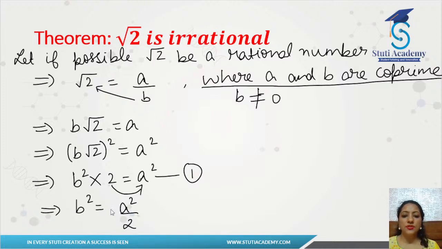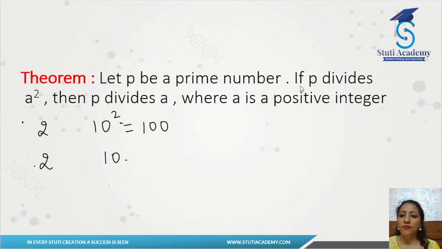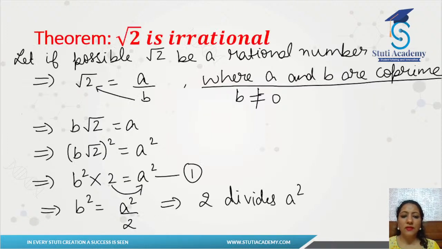Now, b square is an integer. A square upon 2, we are dividing a square by 2 and we are getting an integer. That means we can say that a square is divisible by 2, or say 2 divides a square. Now if 2 divides a square, 2 is a prime number. We've just discussed that if a prime number p divides a square, then p divides a also. So in the same way, if a prime number 2 divides a square, then 2 divides a also.